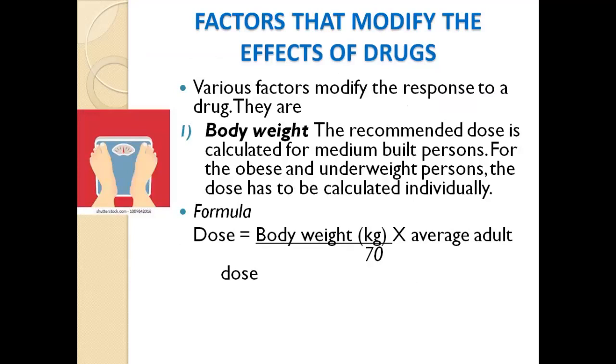Next, we see the factors that modify the effects of drugs. Various factors modify the response to a drug. They are body weight. The recommended dose is calculated for medium built persons. For the obese and underweight persons, the dose has to be calculated individually. The formula for calculating the dose of the drug is body weight in kg divided by 70 into average adult dose. Remember this formula. The dose of the drug calculated by body weight is equal to body weight in kg divided by 70 into average adult dose.